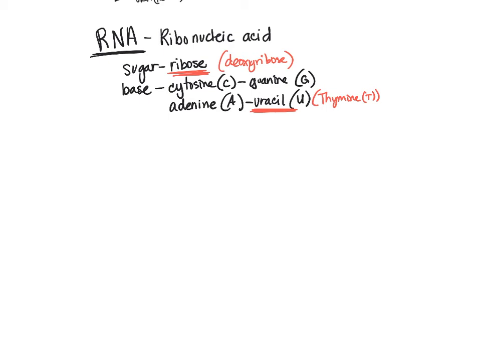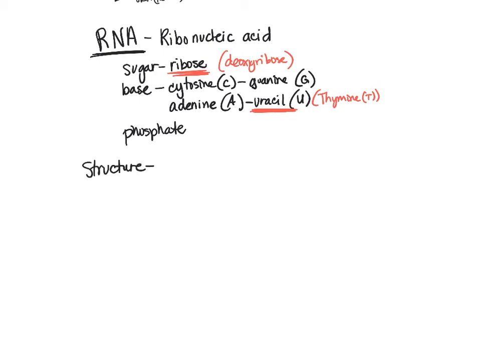All right. So then the structure of it is the same. We also have our phosphate group. And our phosphate group is attached to the sugar, and the sugar is attached to our base. And in this case, we have C and G, A and U. Now the structure of RNA is a little bit different than DNA.